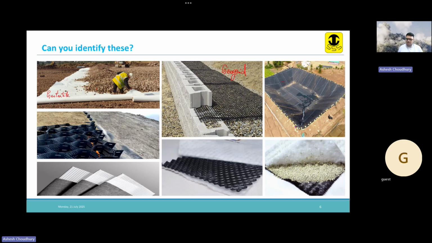And actually these liners are also called geomembranes. Okay, I'll write it here. Geomembranes. Let us come to here. So here we have some cell-like arrangement, hexagonal cell-like arrangement. These are also filled. So these are called geocell.